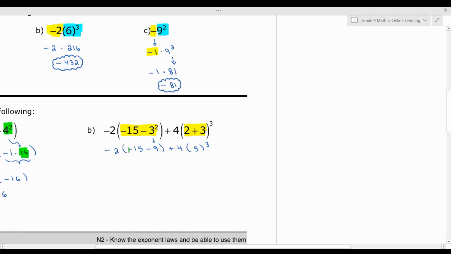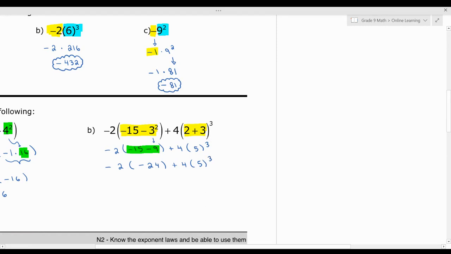Okay, now I still have brackets going on, so my next step, I would clean this up, and then this actually is no longer technically brackets, right? That's actually become a power. So I'm going to leave it. I'll go negative 2 times negative 15 minus 9 is negative 24 plus 4 times 5 to the power 3.